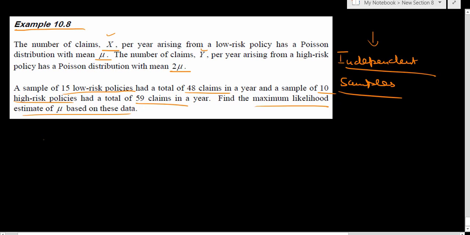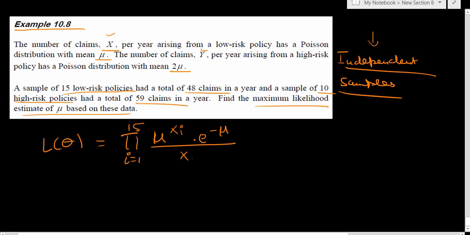Okay, so let's start with that. So L theta, which is the combined likelihood of both of them, is nothing but the product of the likelihood of both the samples. So for the first sample, i going from 1 to 15, we have got 15 values here in the first sample. That is of X, so it would be mu to the power of xi into e to the power of minus mu divided by xi factorial. Obviously this is the PDF of the Poisson distribution.